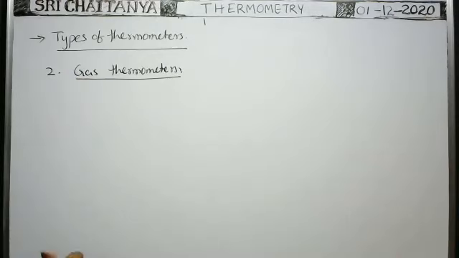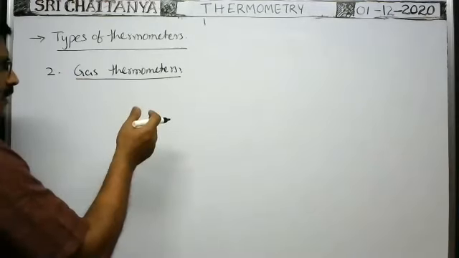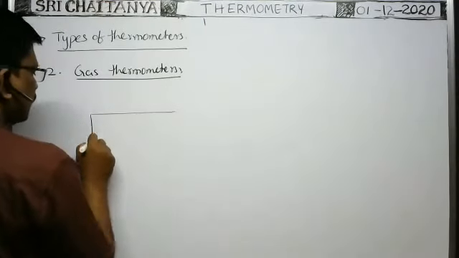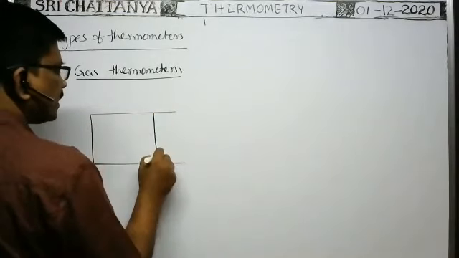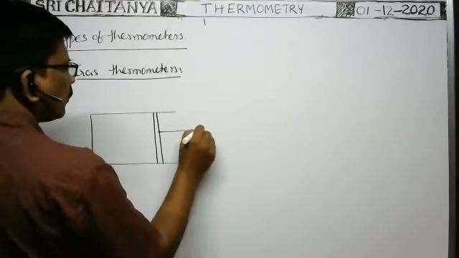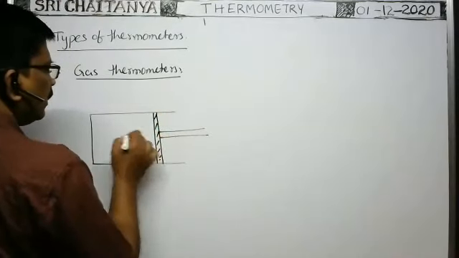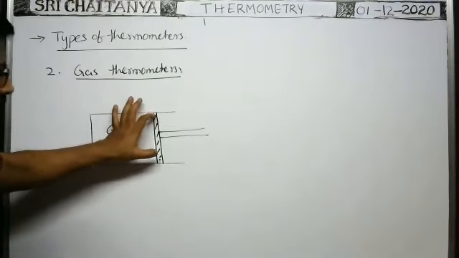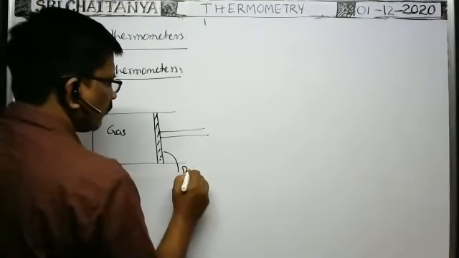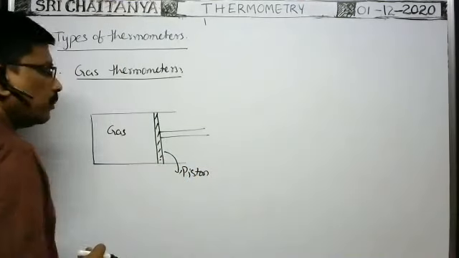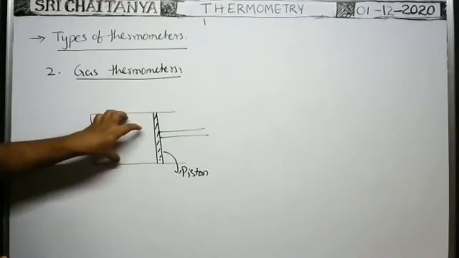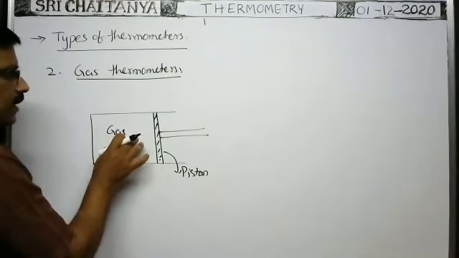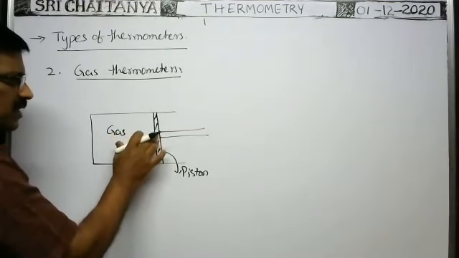In the case of a gas thermometer, when the temperature increases, suppose in a cylindrical vessel, by means of a frictionless piston, some gas is enclosed. Here is the piston, and some gas is enclosed here. If you fix the piston, then when heat energy is supplied to the gas, there is no possibility for the piston to move.